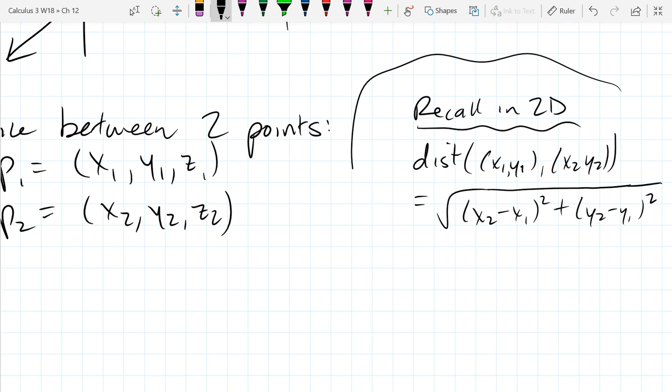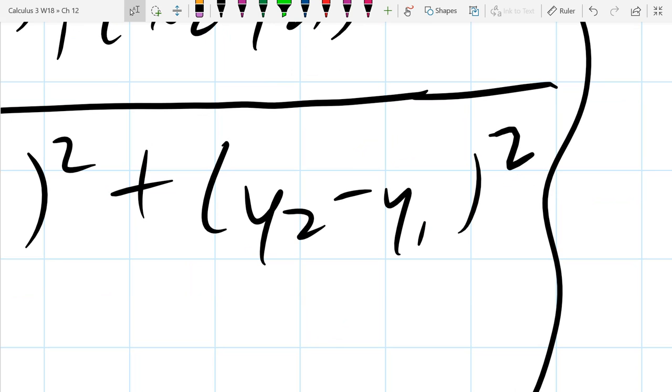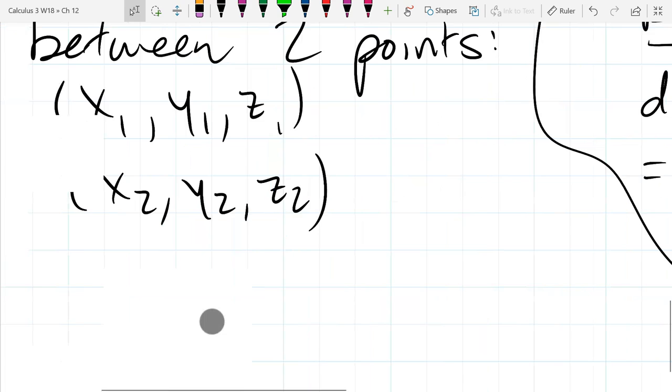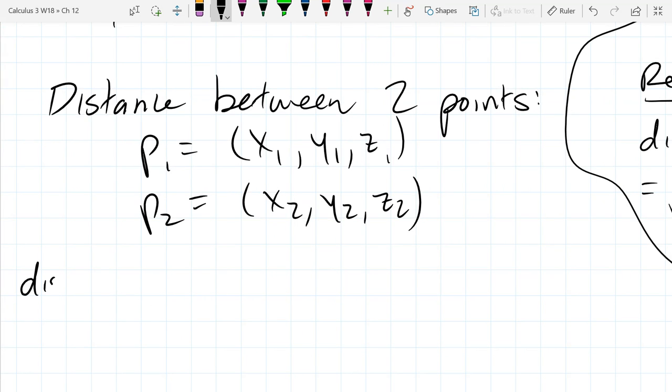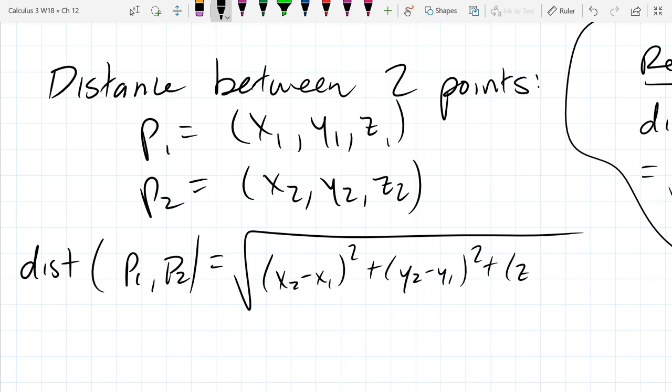All right, so this is two dimensions. What do you think is going to happen in three dimensions? It gets a whole lot longer. Basically the exact same thing, we just put in a plus z2 minus z1 squared. So that's our three-dimensional distance. So the distance from p1 to p2 is the square root of x2 minus x1 squared plus y2 minus y1 squared plus z2 minus z1 squared.